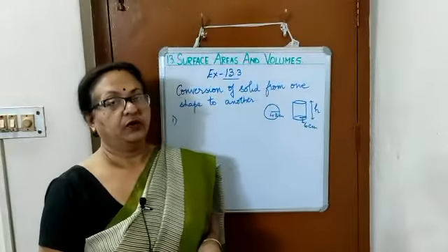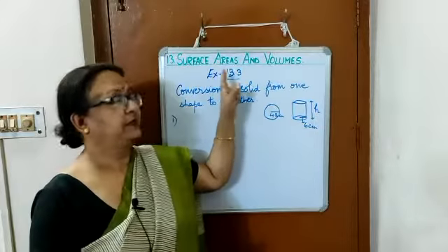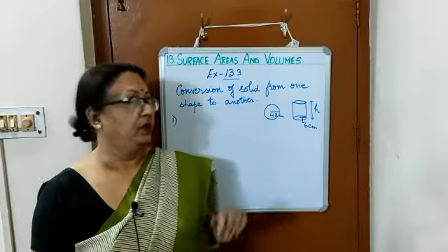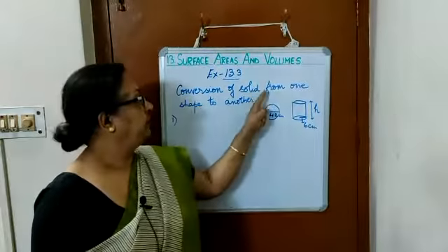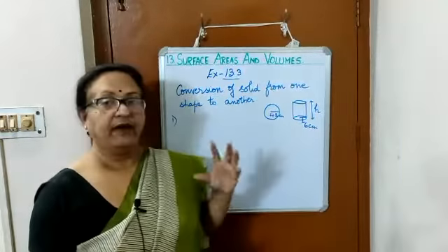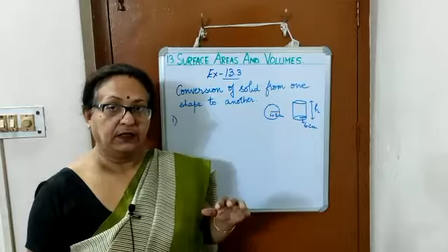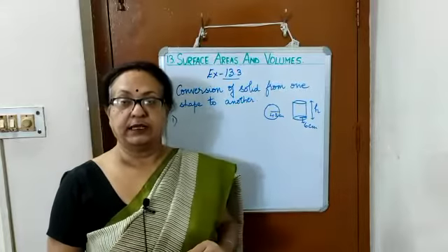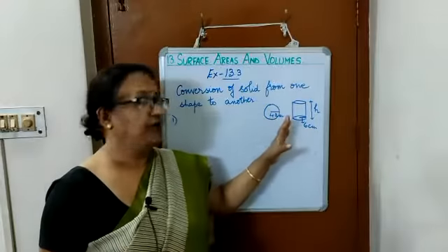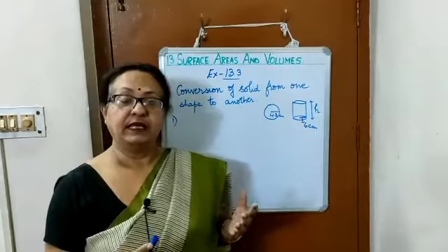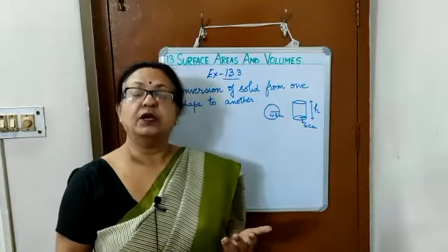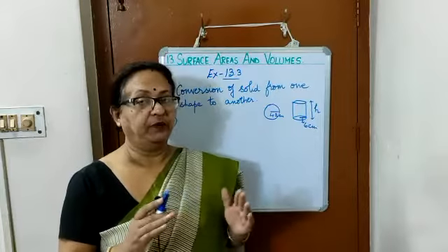Welcome children to another video session in surface areas and volumes. Today we will study something new: conversion of solid from one shape to another. That is, suppose you have a sphere, you melt it and you make it into a cylinder. So you are converting a sphere into a cylinder. You have a cylinder, you melt it, make it into a sphere, make it into a cone. So you are changing one shape to another.